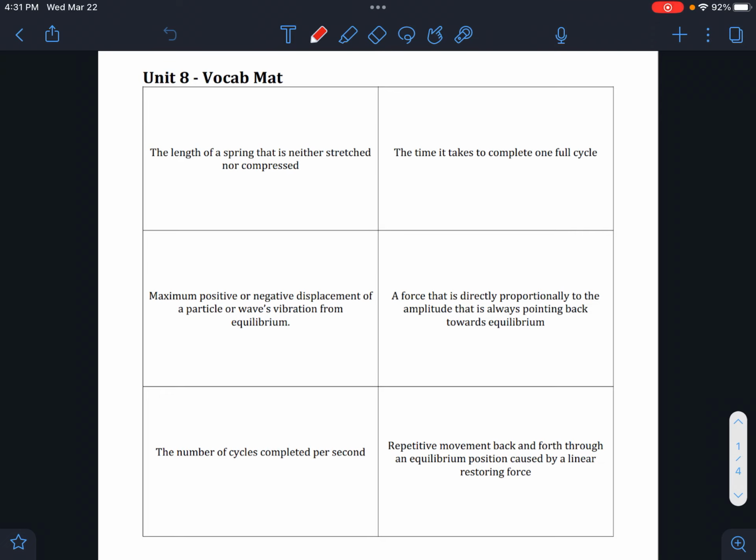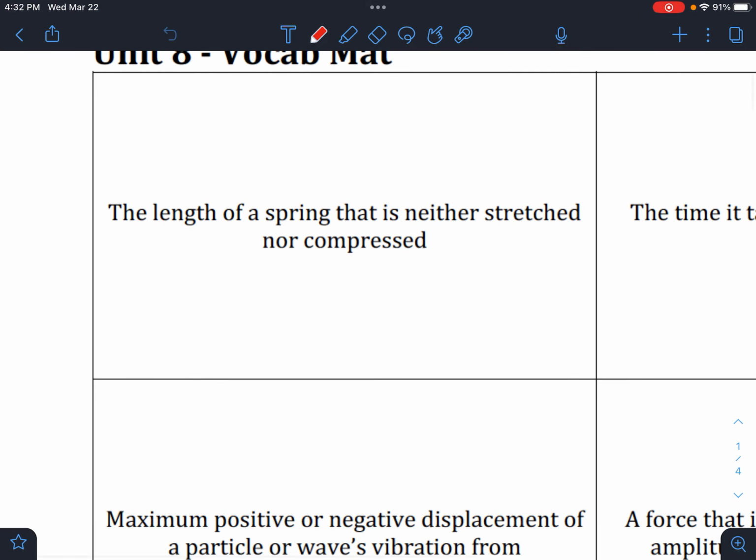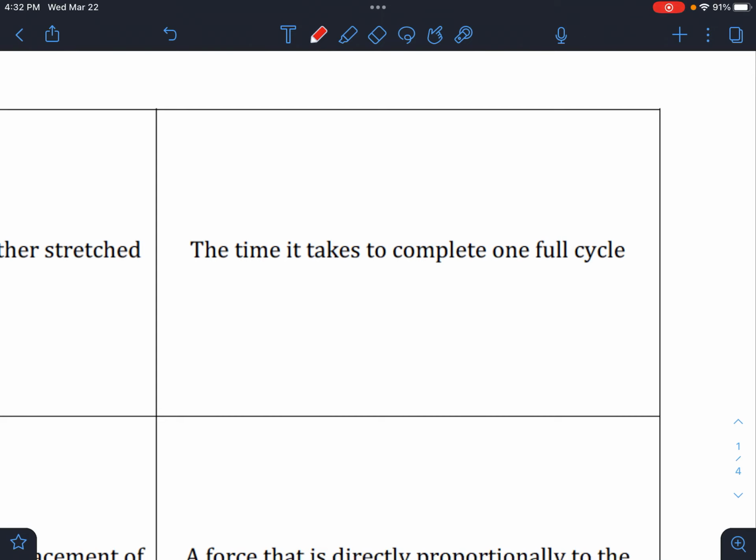Okay, so the length of a spring that is neither stretched nor compressed. I've heard it called the natural length of the spring, or the relaxed length. Okay, so that means the spring is neither stretched nor compressed. Rarely do you need to know the length of the spring, but we're just talking about the way it naturally rests.